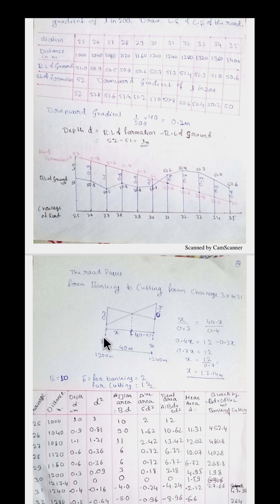This means from the 30th chainage, at a distance of 17.14 meters, the zero line is going to coincide. So from this to this is for the banking, earthwork for the banking. Okay, let's move to the table here. We are solving this problem by the mean section method.